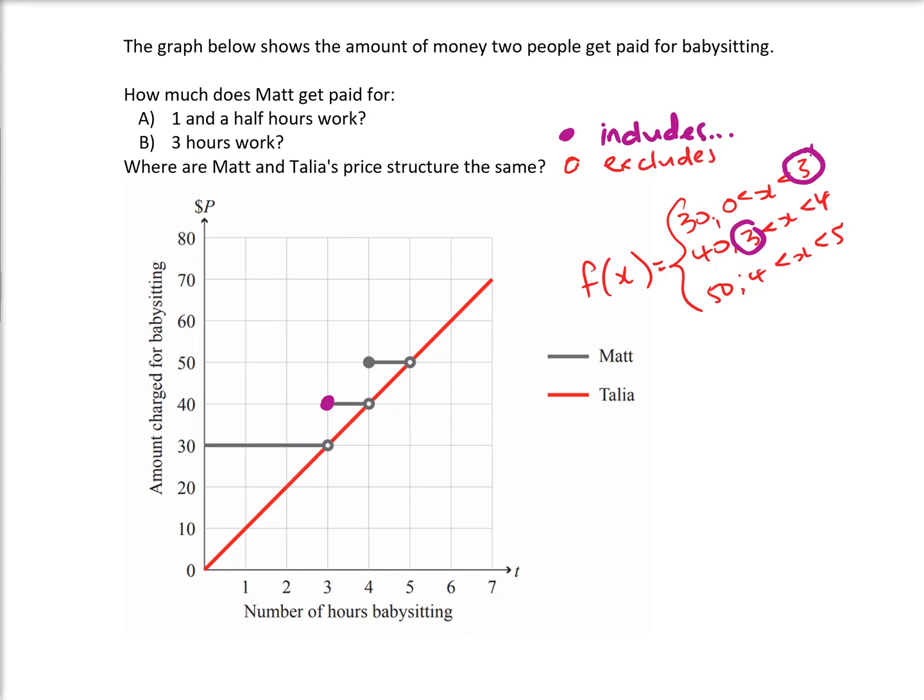So to change these graphs around a little bit, or to change these equations, that should be less than or equal, when x is greater than or equal to 3 and greater than or equal to 4. So that's what the piecewise function would look like. 1.5 hours work, Matt gets $30. 3 hours work, it's $40. That's the key thing there.